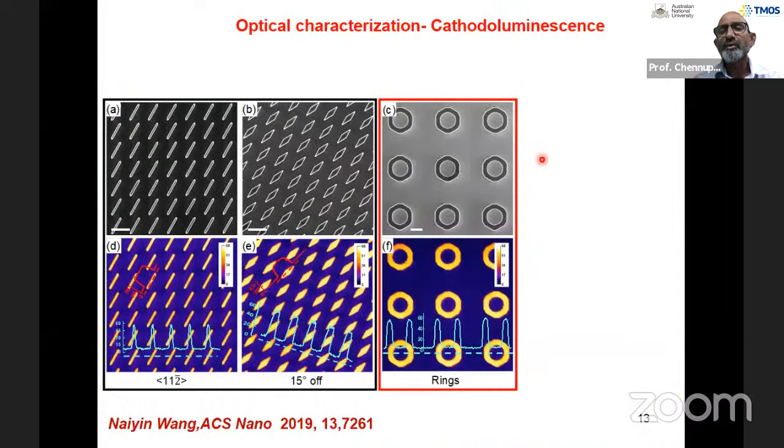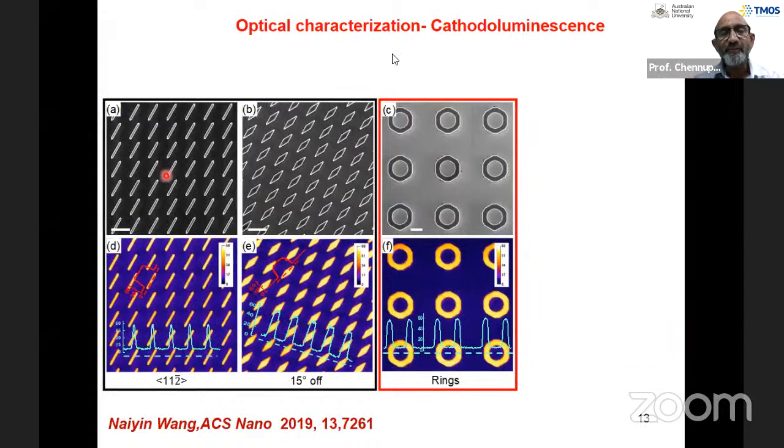Let's now look at the light emission from these structures. What we have done in this case is excite these nanowires with cathodoluminescence in a scanning electron microscope. We excite the nanowires with the electron beam, which creates electron-hole pairs, and then look at the light coming out.